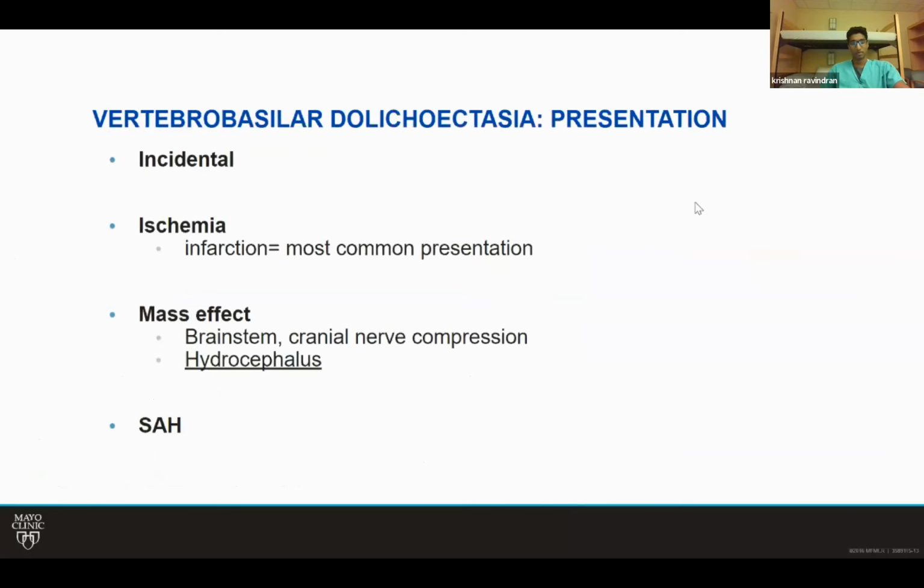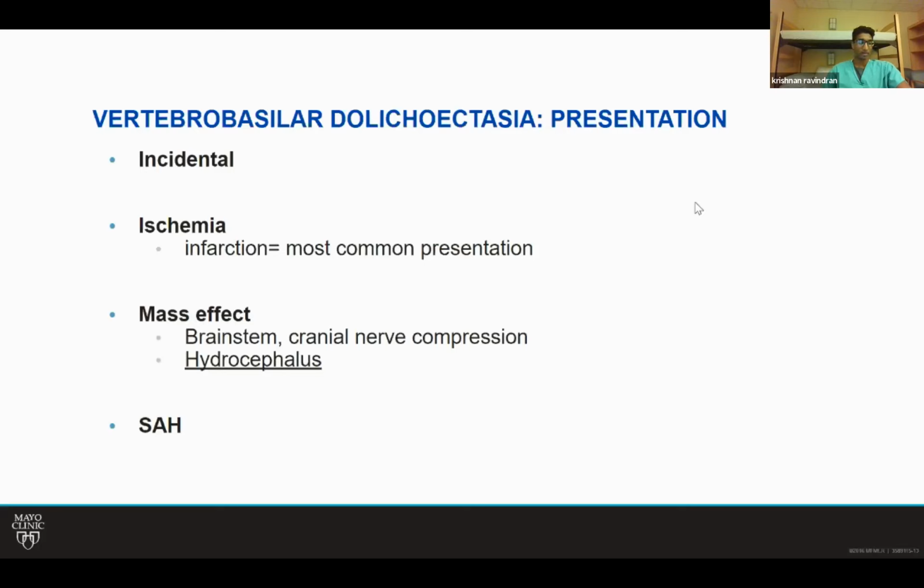The presentation of VBD, in fact, most commonly is incidental. The two other most common presentations that have been seen are ischemia from thrombosis to perforating vessels coming off the basilar most commonly, with infarction being one of the most common symptomatic presentations. Mass effect is the other most common symptomatic presentation. As you can imagine from the previous images on the first slide, there can be substantial mass effects on the brainstem at the pontomedullary junction, as well as onto the cranial nerves.